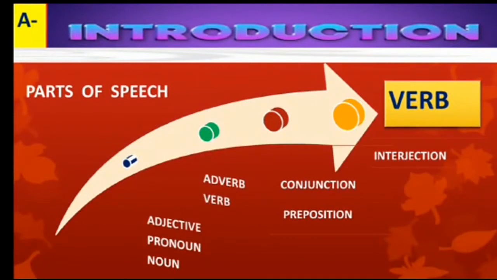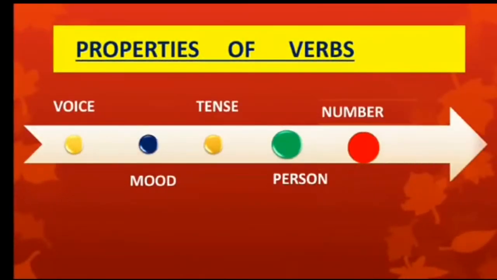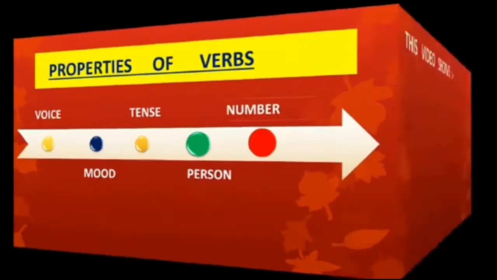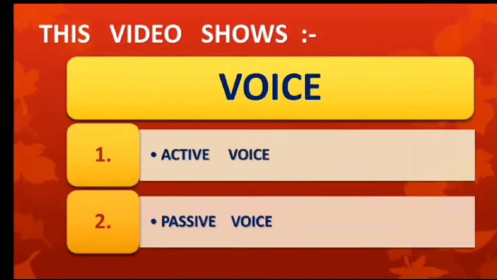Students, we all know that verb is considered the most important part of speech in English grammar and that verbs have 5 properties which are voice, mood, tense, person and number. We often see these in different sentences. In this video, you will learn about voice and its active and passive forms. So, let's begin.